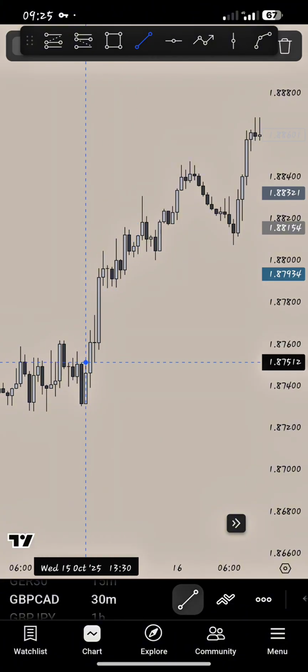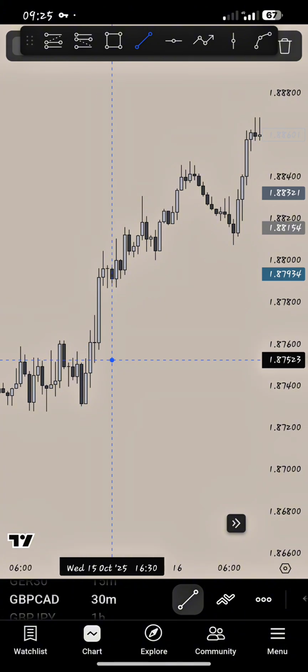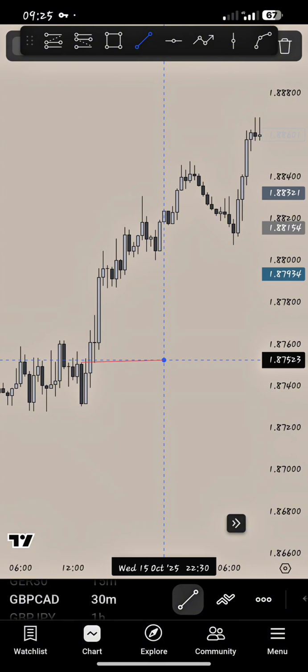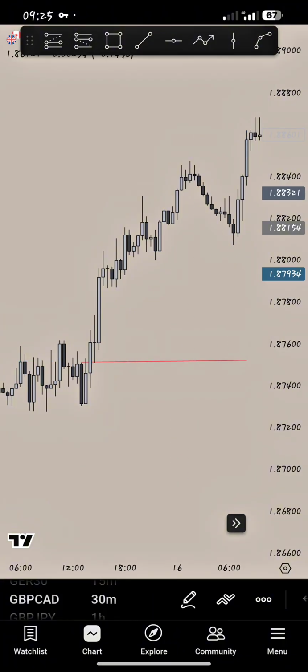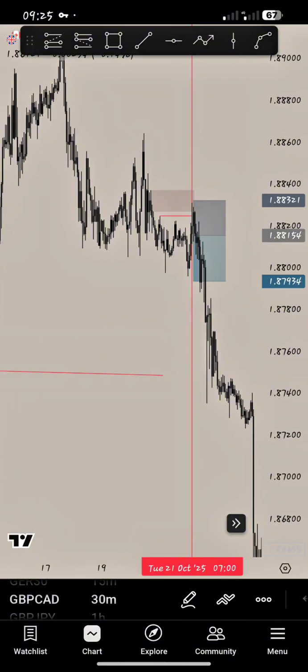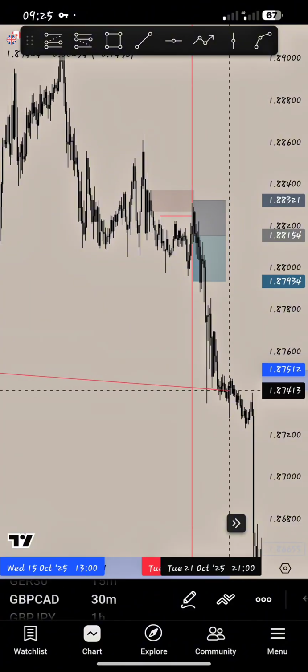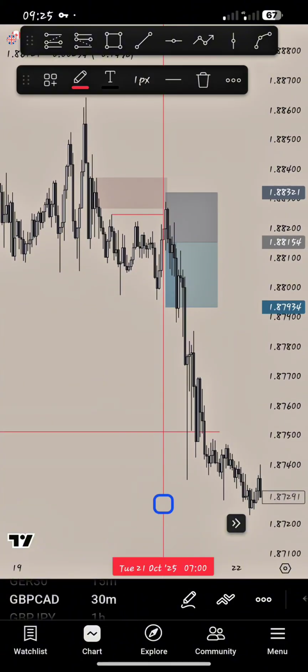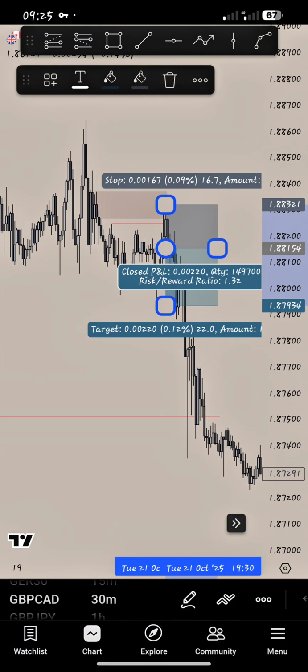Actually, this strategy is a high risk to reward strategy, but my psychology to be holding trades for a very long time, it's not just who I am, so I just close at the next area, at the next level. So that was the supply. Sorry, that was the demand right there.